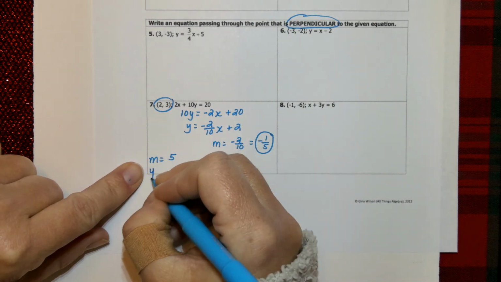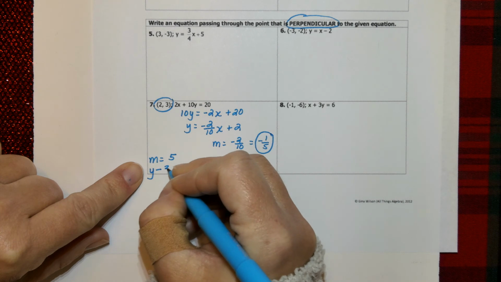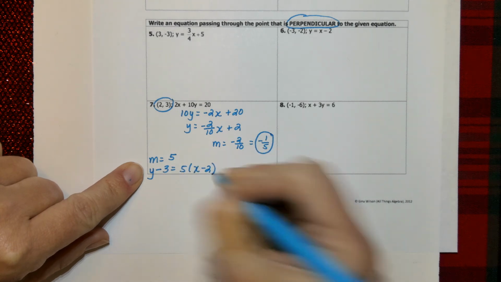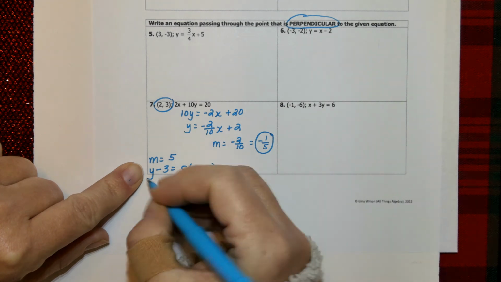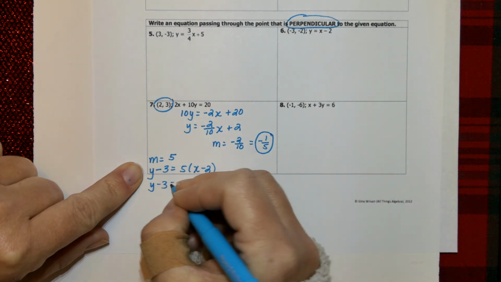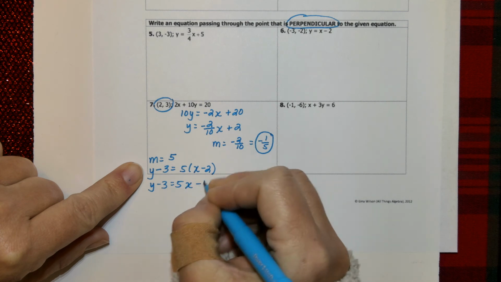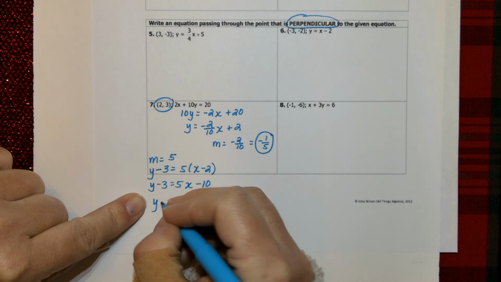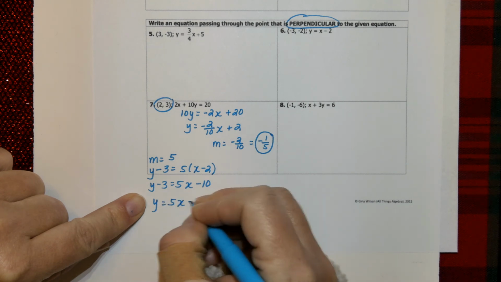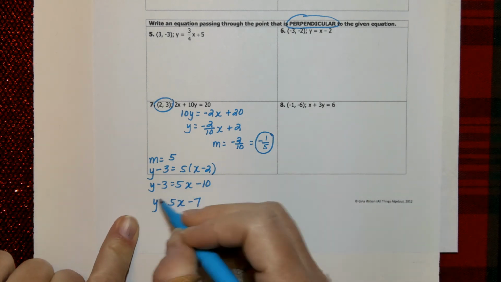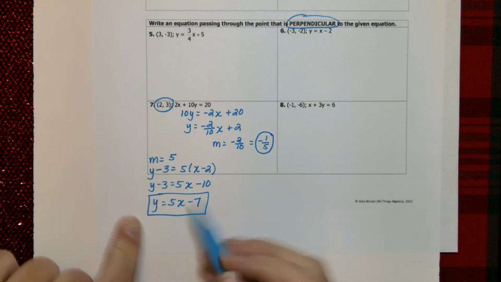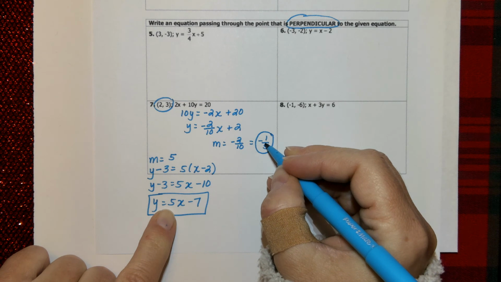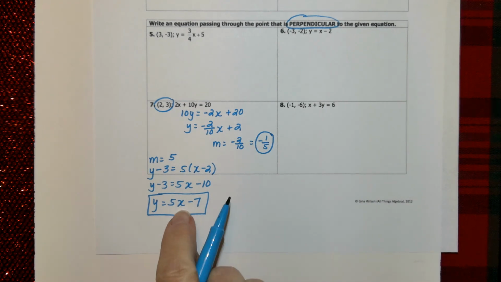So I'm kind of done with all this. Now I'm going to focus on this ordered pair and the slope of 5. And I'm going to use point slope form. y minus 3 equals my slope, times x minus 2. I'm going to distribute the 5. And then solve for y by adding 3. There we go.